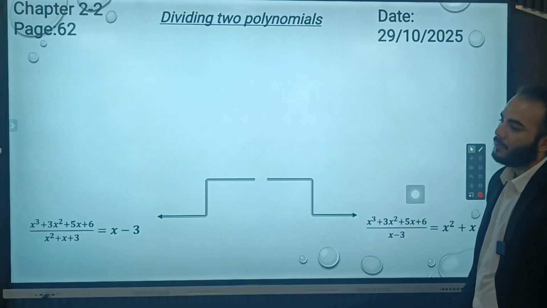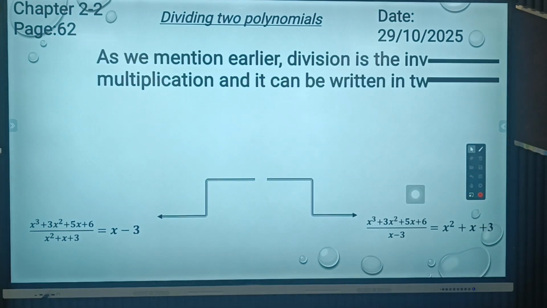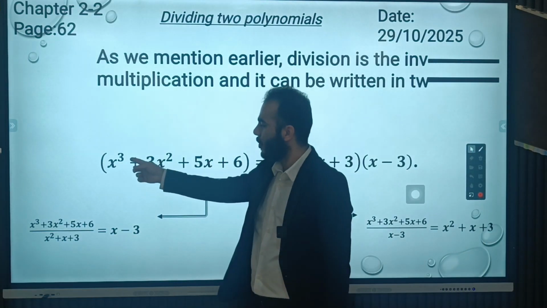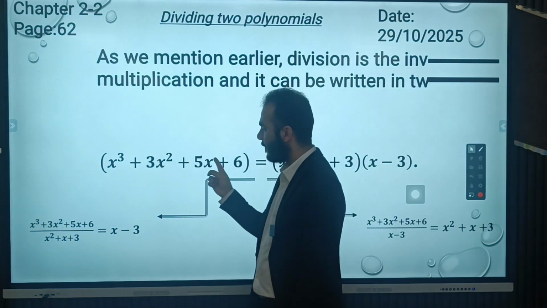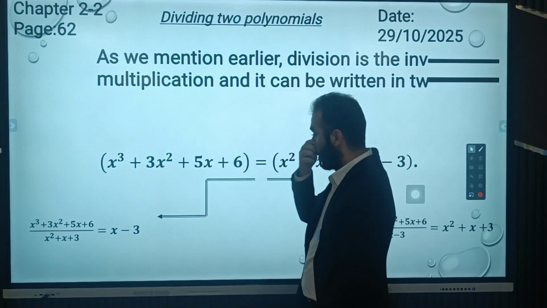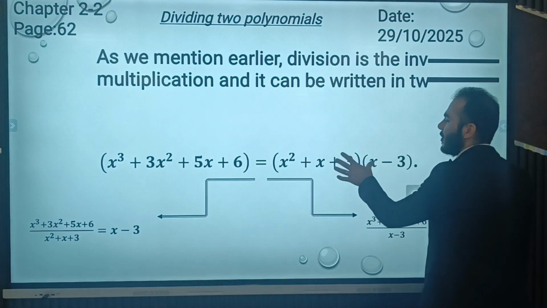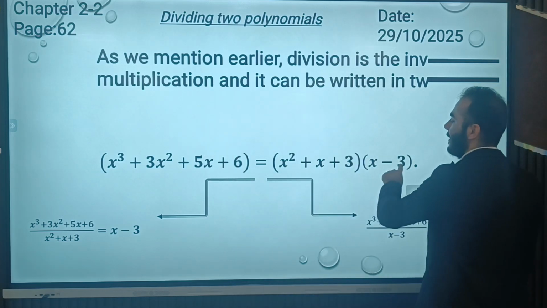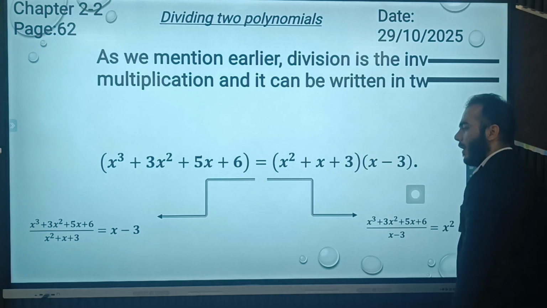We have dividing two polynomials. In dividing two polynomials, as we already mentioned, division is the inverse of multiplication, and it can be written in two ways. How two ways? Imagine we have this polynomial, x cubed plus 3x squared plus 5x plus 6. So these are the two factors that we have for that polynomial.